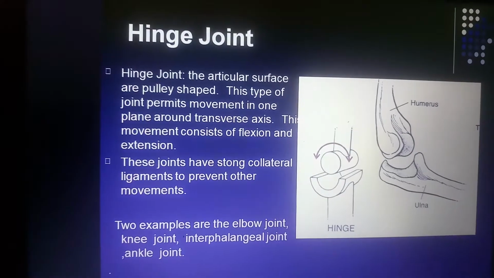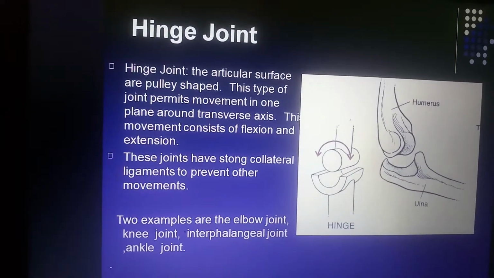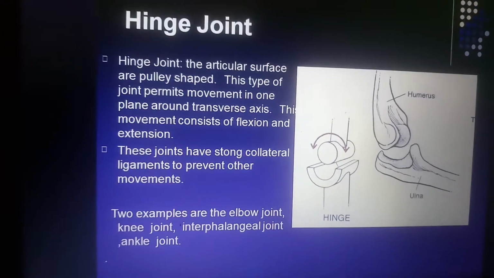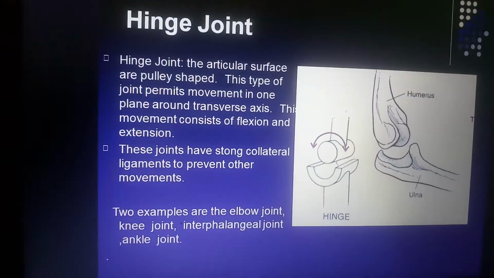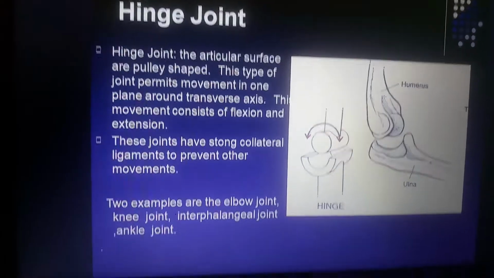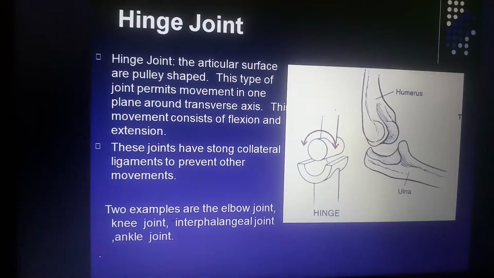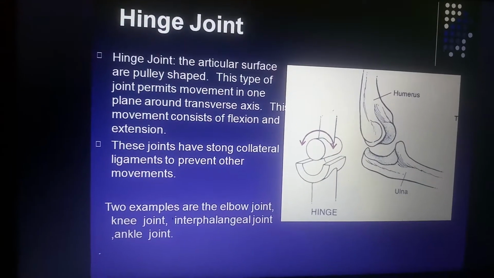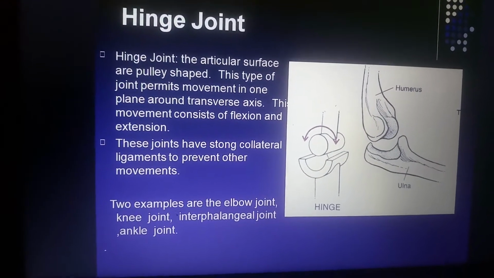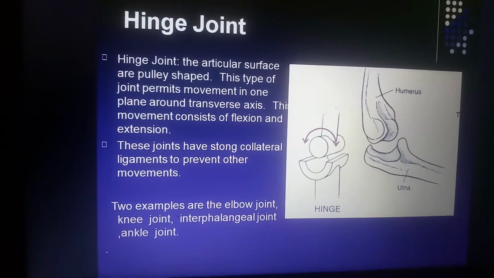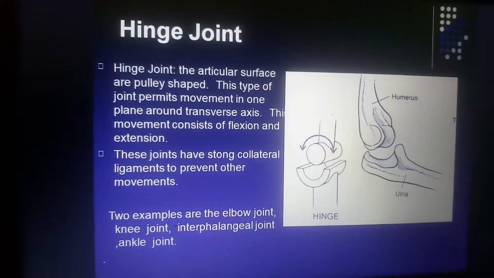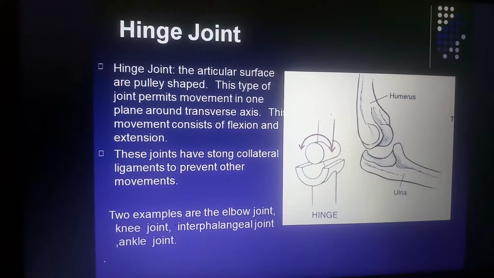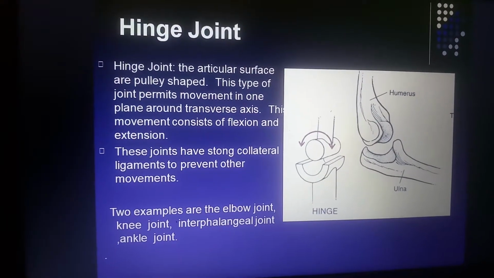Second type is the hinge joint. Hinge joint, where the articular surfaces are pulley shaped. This type of joint permits movement in one plane around a transverse axis. Means these are uniaxial joints because we can produce just one axis movement. This movement consists of flexion and extension. As you know, flexion and extension occur in case of hinge joint. These joints have strong collateral ligaments to prevent other movements.